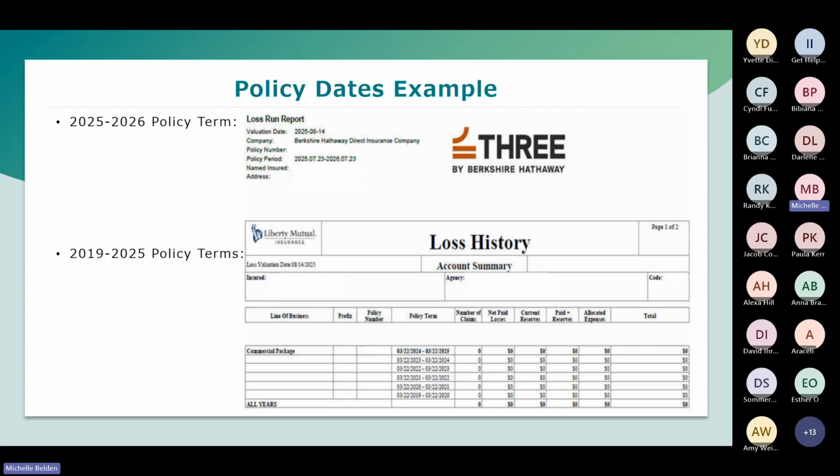So for our policy dates example, on the bottom portion of the 2024 to 2025 term, you can see that coverage was from 3/22/2019 to 3/22/2025. But then they didn't replace coverage on the 25 to 26 policy term until July 23rd, 2025. So they did have that gap in coverage from March to July. In this instance, we'd want an explanation as to why there was a lapse in coverage. And if we were to bind coverage, we would need a no known loss letter for that lapse before we were able to put coverage in place.